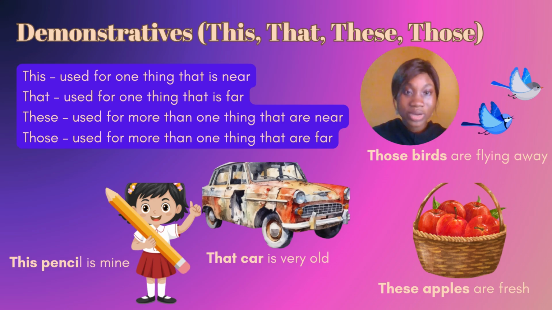So do we get that? Singular and plural: this and these, that and those. Example, this pencil is mine. Now I see that she's holding the pencil, it is close to her. So this pencil is mine.